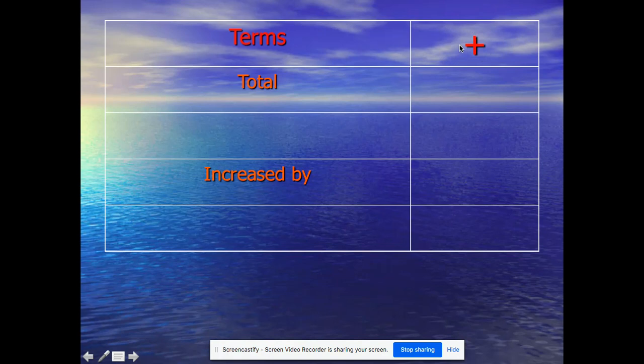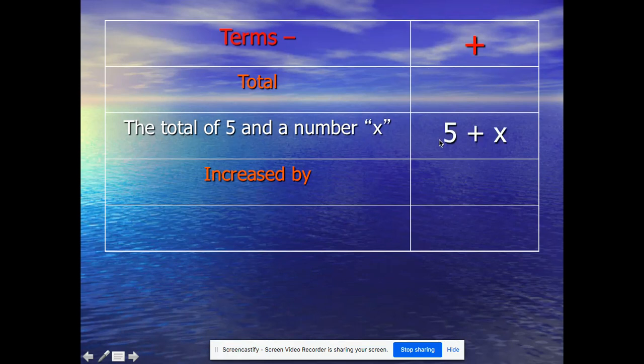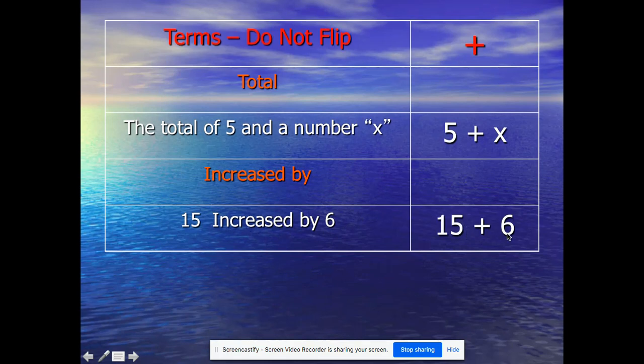Increased by and total both talk about addition. Let's look at an example. In the first one, it says the total of 5 and a number x. Total tells us that we're going to add 5 and a number x. So 5 plus x. Let's look at an example for increased by. It says 15 increased by 6. As soon as you see increased by, you know that we are going to add, so it would be 15 plus 6.